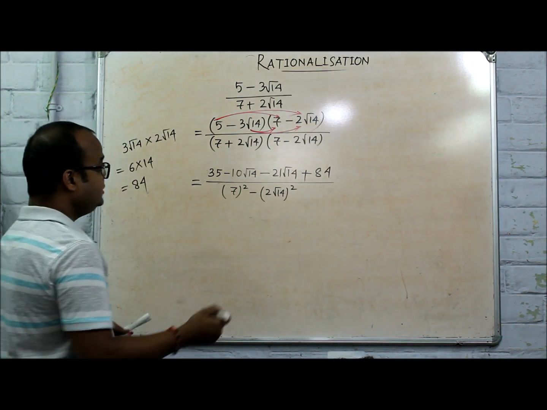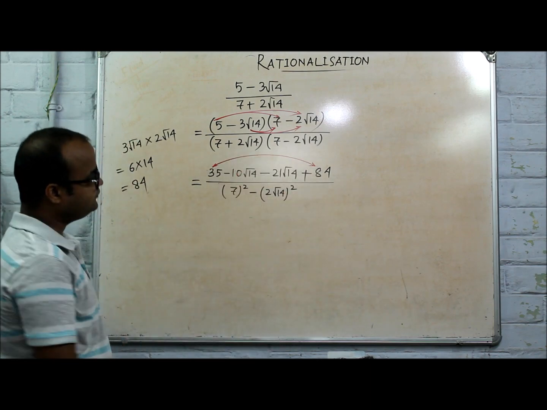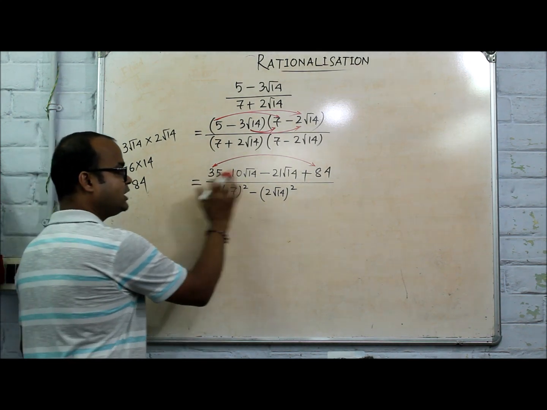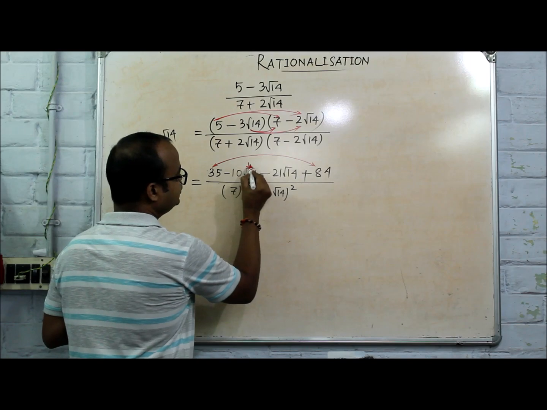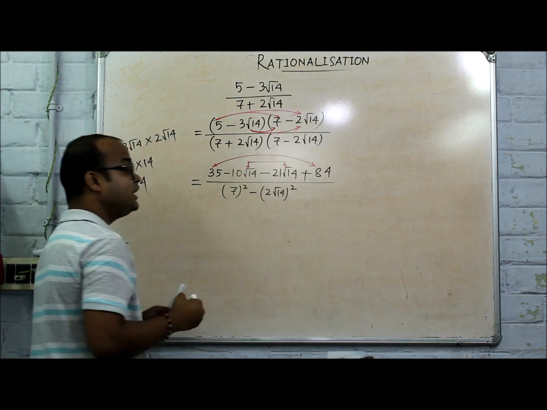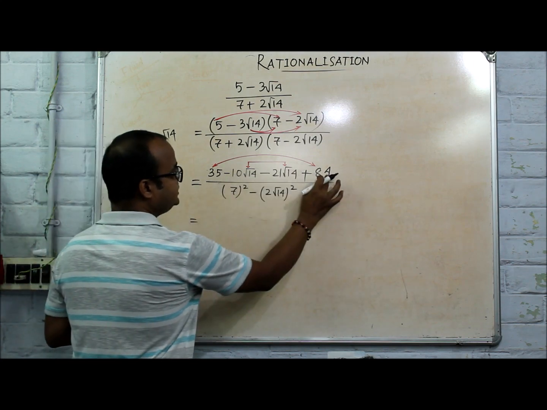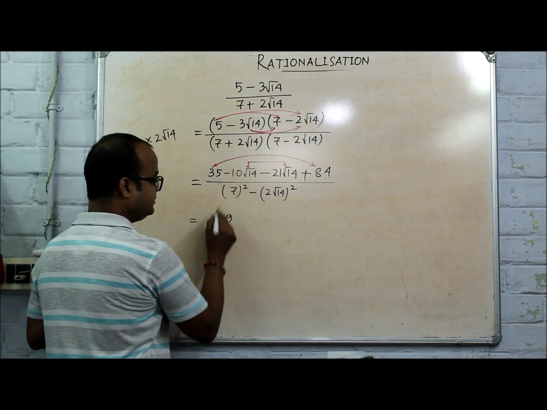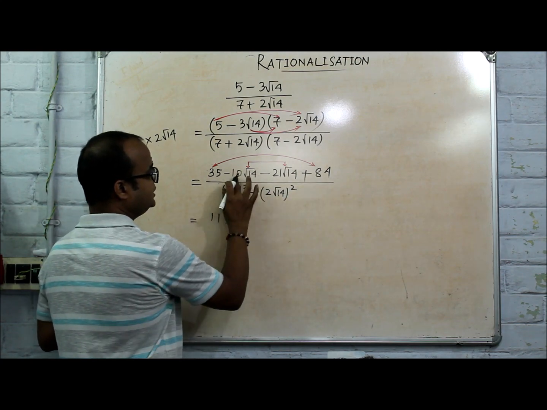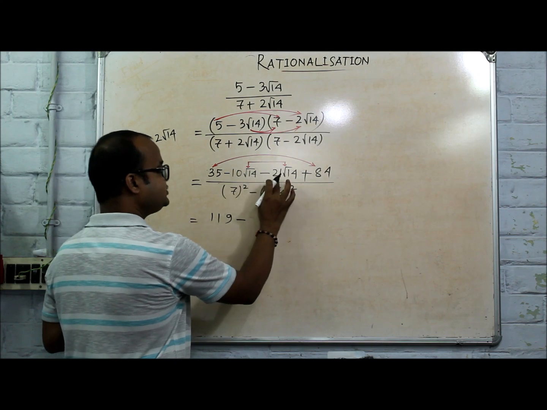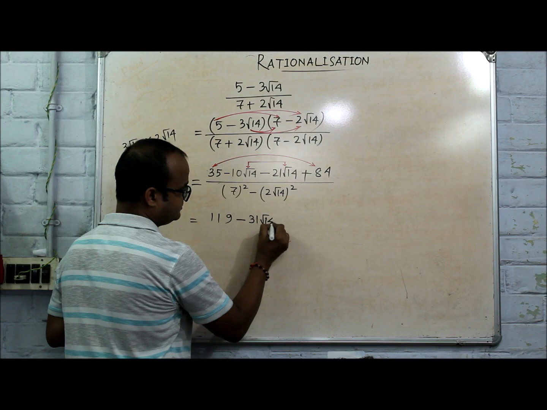Now see, these two are like terms. 35 and 84, these two are like terms. Both are positive, so they need to be added together. And these two are like terms, so they need to be added separately. So we write, if we add these two, 35 plus 84 is 119, minus 10 root 14 minus 21 root 14. It is equal to minus 31 root 14.